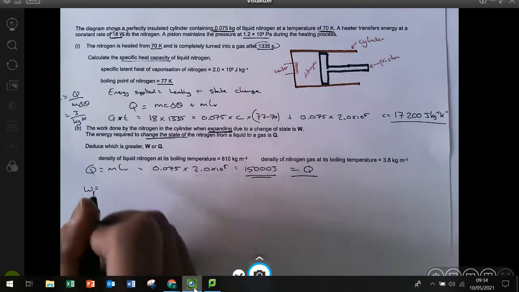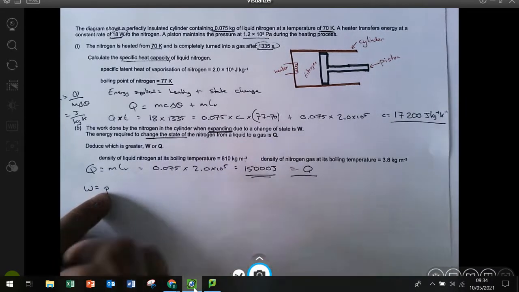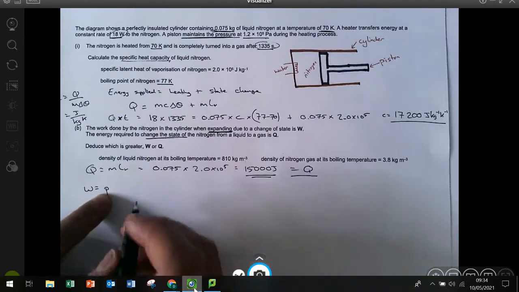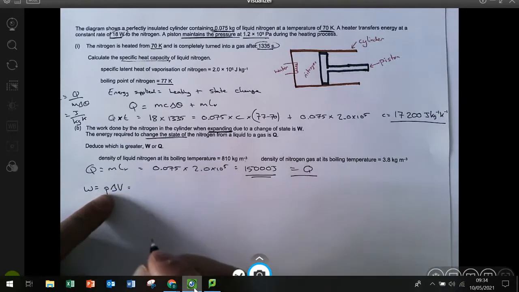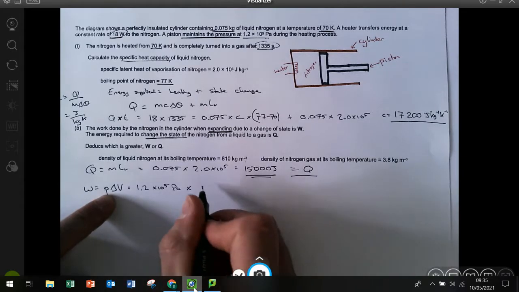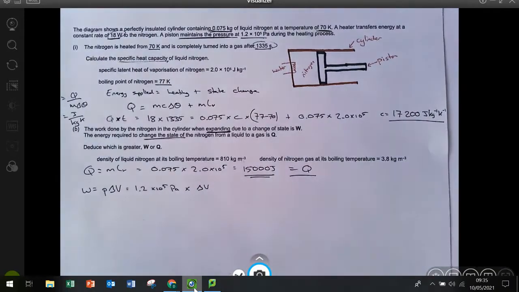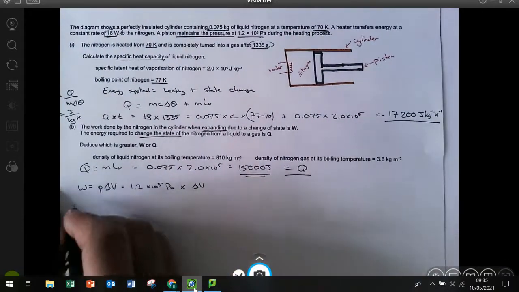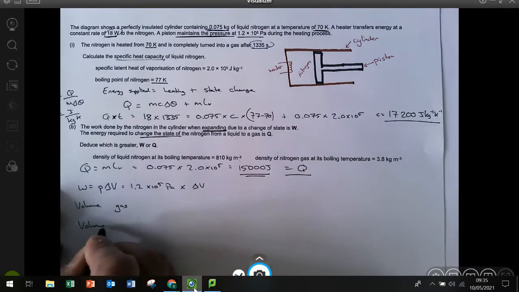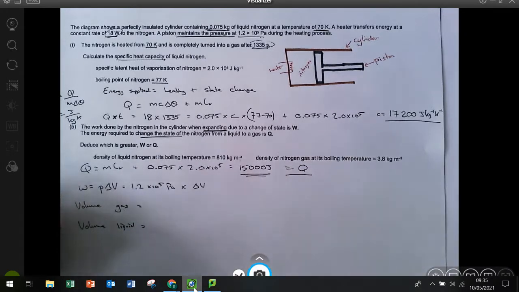What about W? That's the work done when expanding. So you know that the work done when expanding at a constant pressure, and we know it's a constant pressure because the question tells us that up here, is pressure times change in volume. So the pressure is 1.2 times 10 to the 5 pascals times the change in volume. Now, what is the change in volume? We haven't been given the change in volume, so we need to work that out. We need to work out the volume of the gas and the volume of the liquid, and then subtract one from the other.